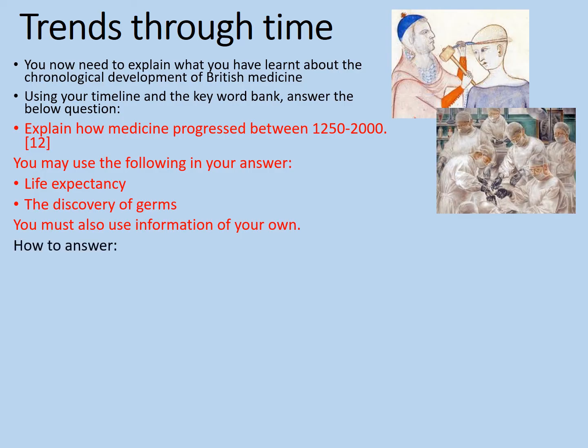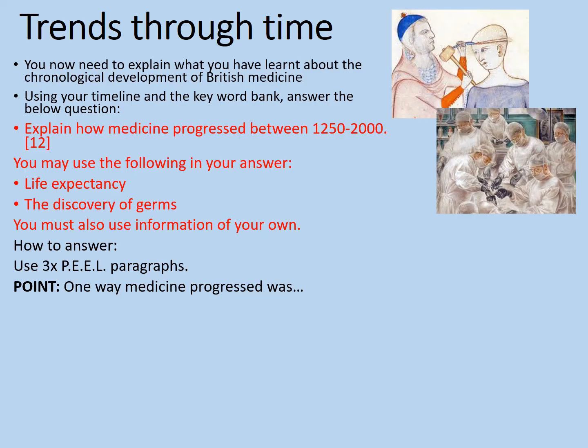So for that reason, here's my top tip for how to answer. Use 3 PEEL paragraphs: point, example, explain and link. That will typically give you enough depth and breadth in terms of knowledge, but also give you enough opportunity to show your understanding of this key concept of historical change and progress. PEEL works like this: point, example, explain and link.